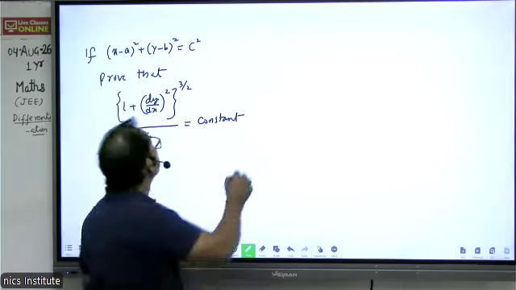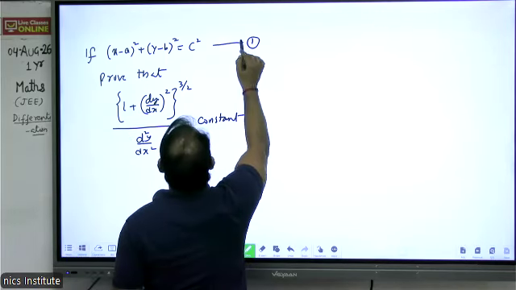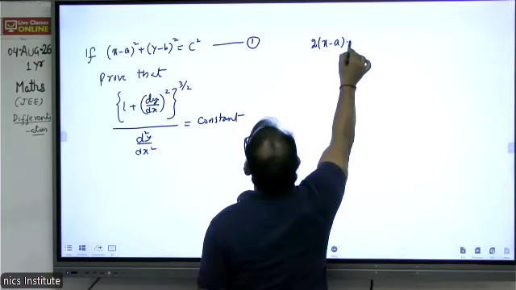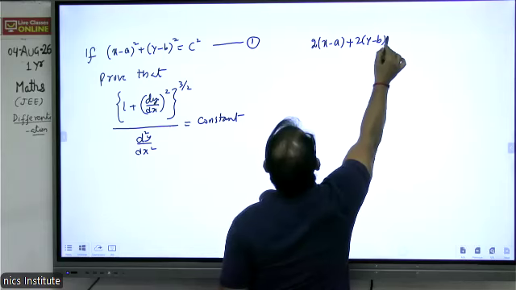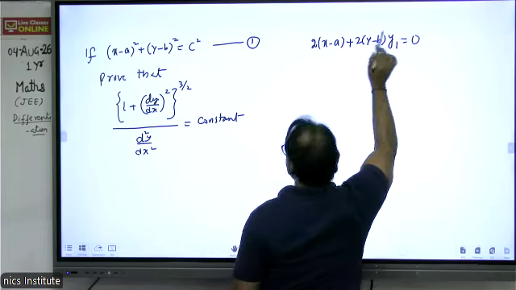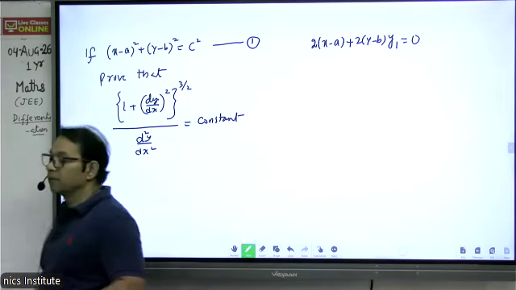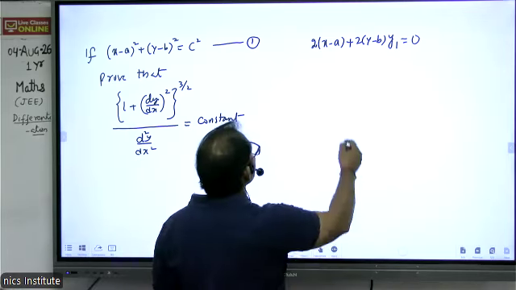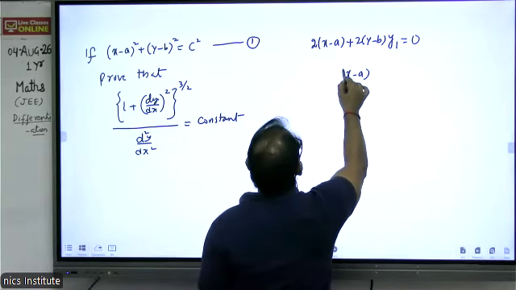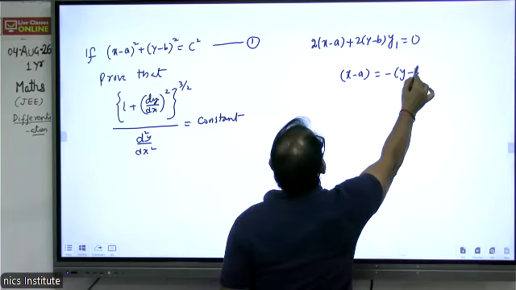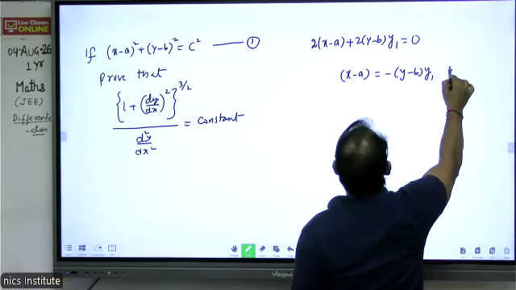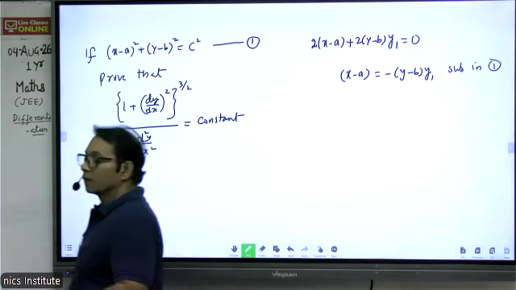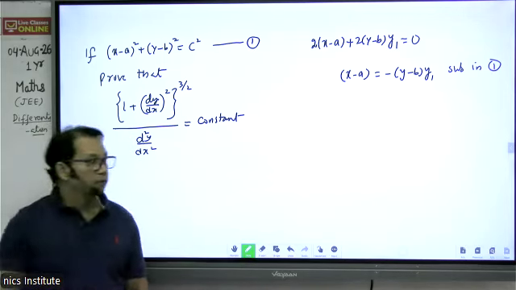So what is that method? I'll tell you. Differentiate this with respect to x. 2x minus a, 2y minus b, and then derivative y, which is y1. So that's the first step. 2x minus a into 2y minus b, y1. And from here, find x minus a and substitute in equation 1. Put this in equation 1.